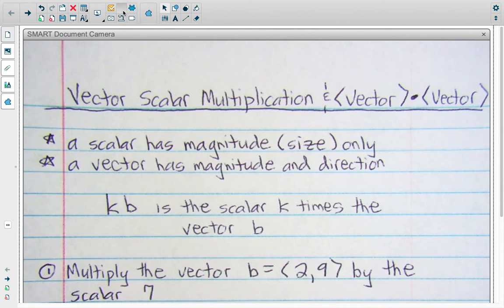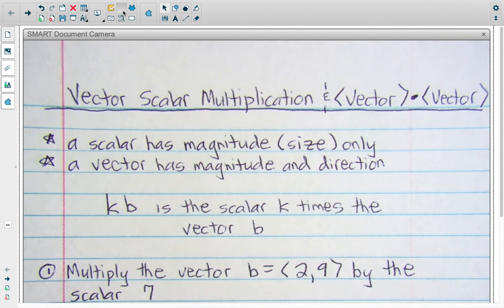Yesterday, we learned how to do vector addition and subtraction, and we also learned what a vector is. So, a vector has direction and it has a size to it. And as the week goes on, we'll learn different properties and things that we can do with vectors. Today, we're going to focus on scalar multiplication, and then I'll show you how to multiply two vectors.